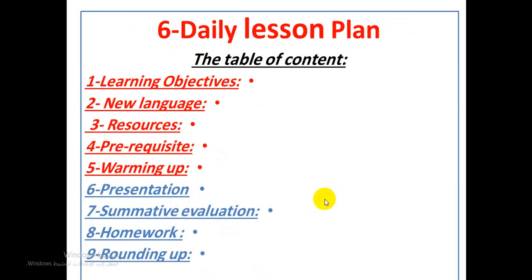In the second part of this chapter, we will discuss the table of content. The daily plan usually begins with the table of content that includes learning objectives, new language, resources, prerequisites, warming up, presentation, summative evaluation, homework, and rounding up.